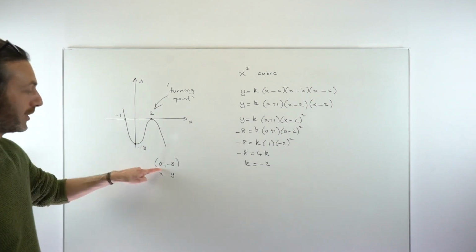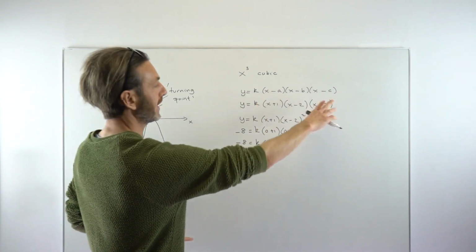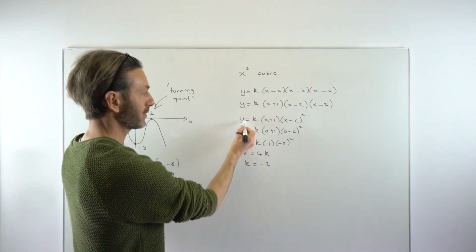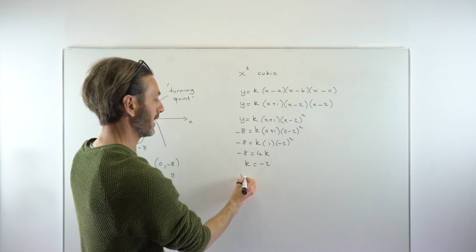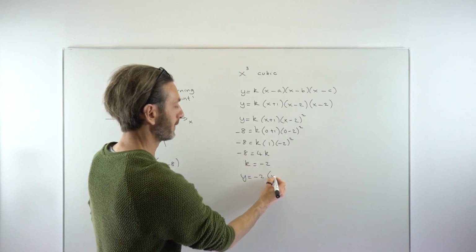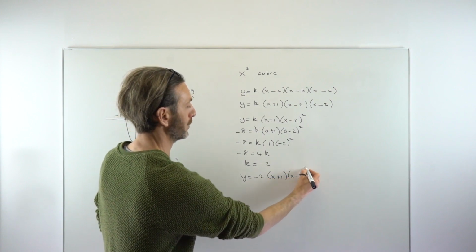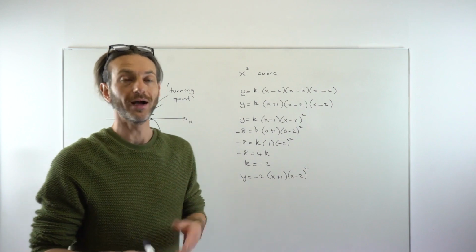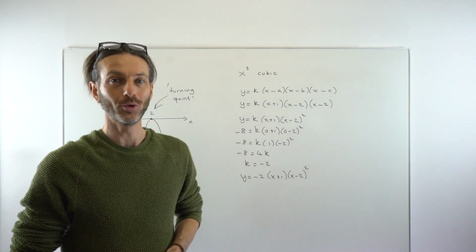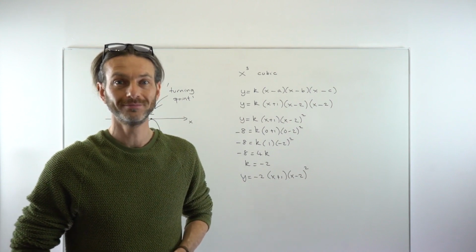So the additional point you get in these is not a root point, so it's nothing to do with the factors, it's just to do with finding the k value. Then we could go back to this point here and just finally say that the equation is -2 for the k value, x plus 1 for the first factor, and then x minus 2 squared, repeated factor, for that turning point root. So that's how you find the equation of a cubic function from its graph.